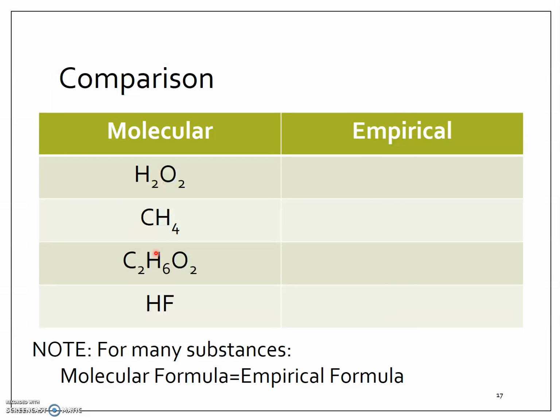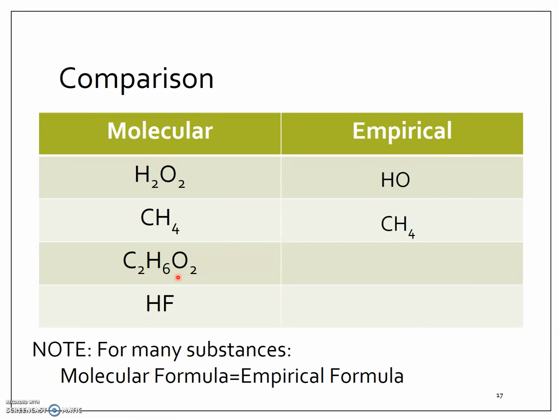In this case, I've listed some molecular compounds. And notice that some of these can be reduced down further. In many cases, the molecular formula is equal to the empirical formula, such as when the chemical formula cannot be reduced down. But here you see H2O2. Both of these values can be reduced down to 1, and so the empirical formula will be just HO. Here, for methane, 1 and 4 does not reduce further, so the empirical and the molecular formula are the same.